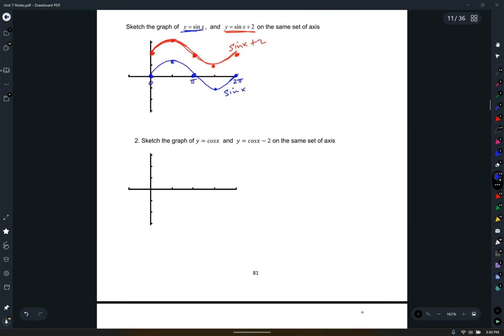Okay, so let's go down to this. Let's do the same thing with cosine. So let's graph the basic cosine.